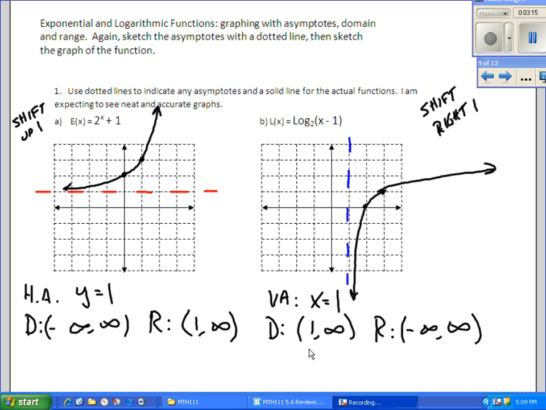So that makes my domain 1 to infinity, my range negative infinity to infinity, and then sketching the actual graph here with the black line. So again, don't trust your calculators on these. It'll make it look as if the function stops at a certain point, when it actually continues down to negative infinity.